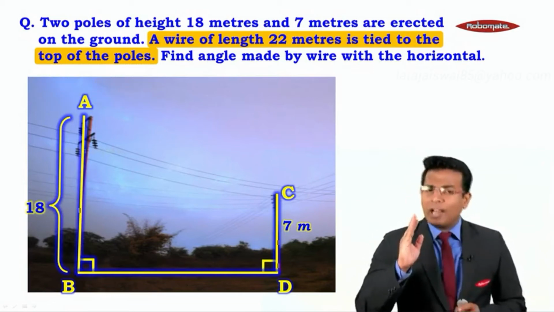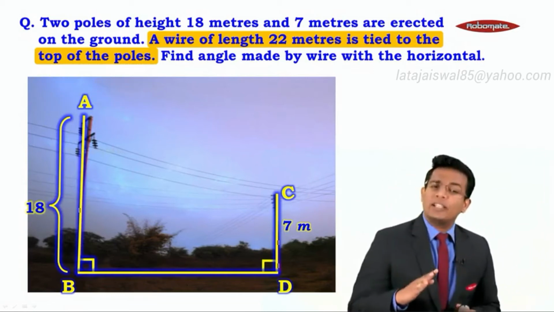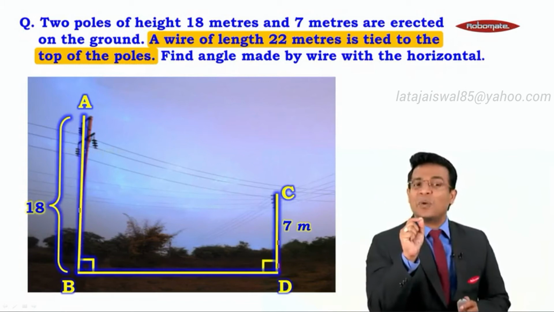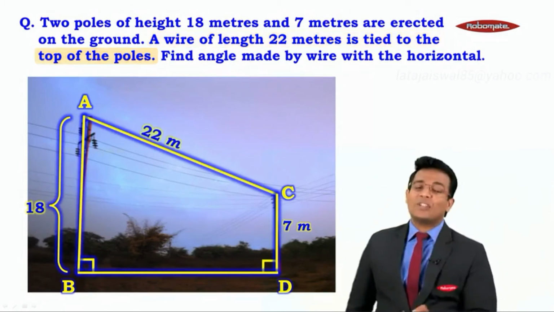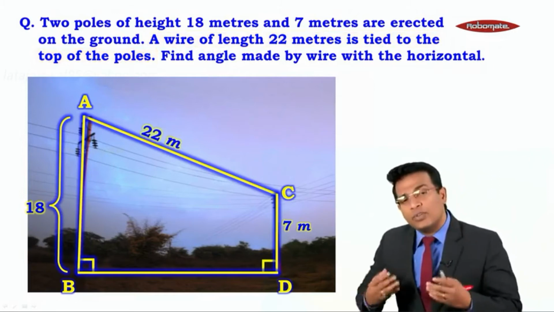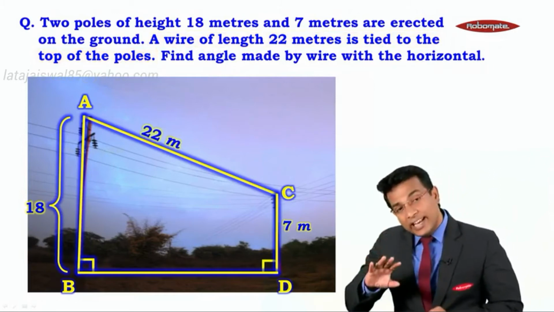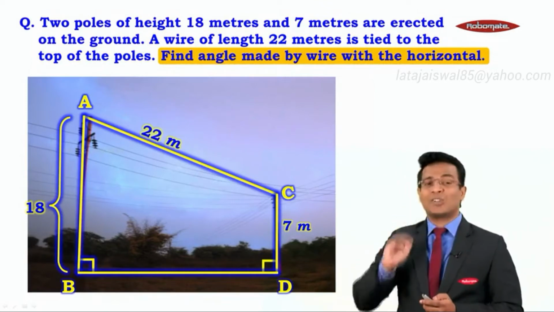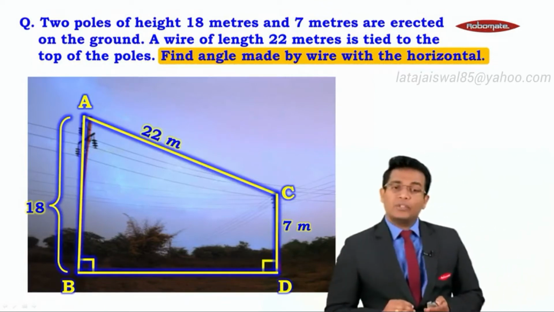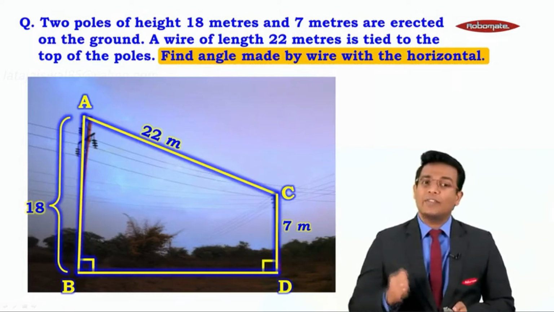The top of one pole is A, the top of the other pole is C. So connecting this, there is a wire. That means we are talking about AC. And the length of this wire is given as 22 meters. So this is the information which we have. The question says we have to find the angle made by the wire with the horizontal. That means we have to find the angle made by AC with the horizontal.